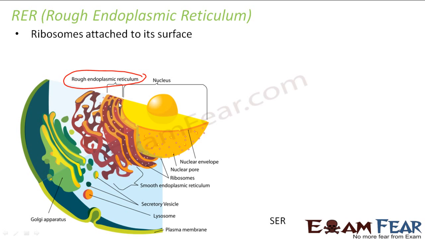So this portion, this region is rough endoplasmic reticulum. You can see a dotted structure, right? White dots are there, and these white dots are nothing but ribosomes. Ribosomes are present on the surface of this endoplasmic reticulum, because of which the surface gets a rough appearance, and that is why this kind of endoplasmic reticulum is known as rough endoplasmic reticulum. Proteins are manufactured in ribosomes.